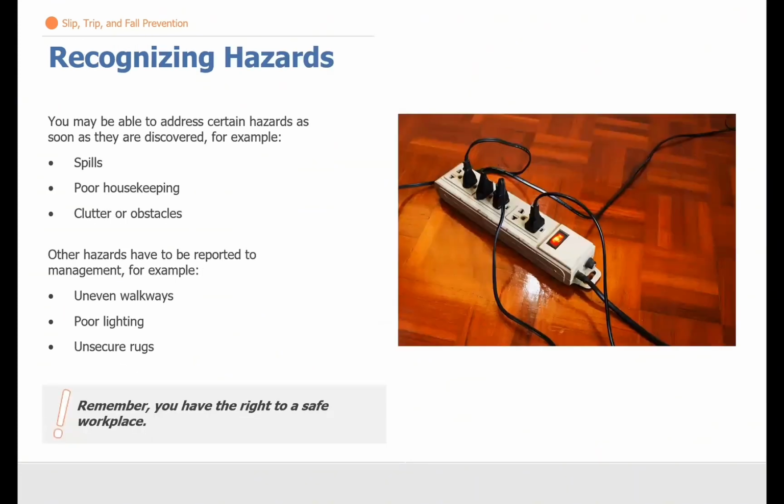To recognize the hazards is very important because this is how we're going to understand how slips and trips and falling even happen and how we can prevent it. So whenever we're looking for hazards, we're going to be looking for spills such as liquid or chemical spills, poor housekeeping habits, or clutter or obstacles in the walkways. We also want to be looking for uneven walkways, places with poor lighting, or unsecure rugs.